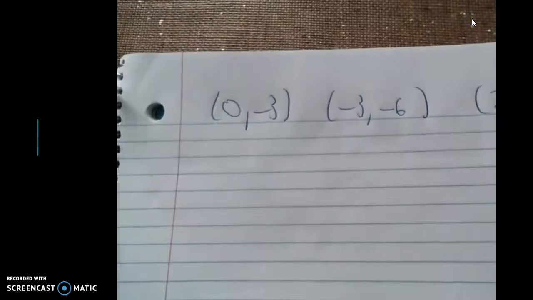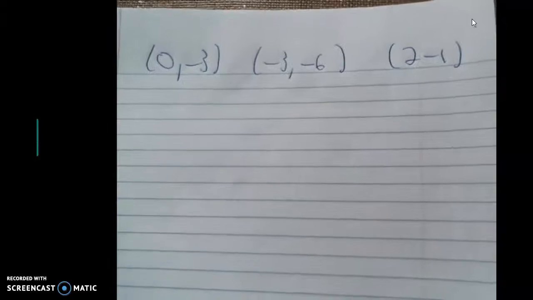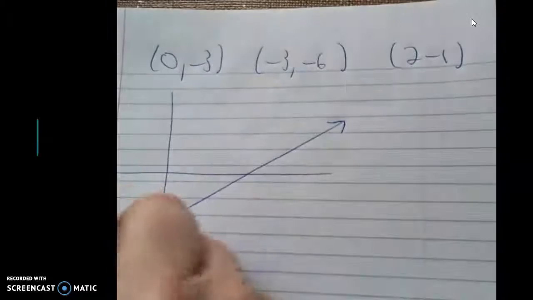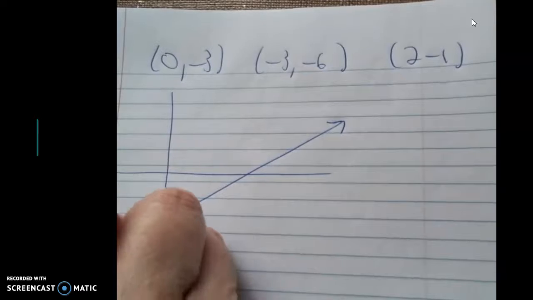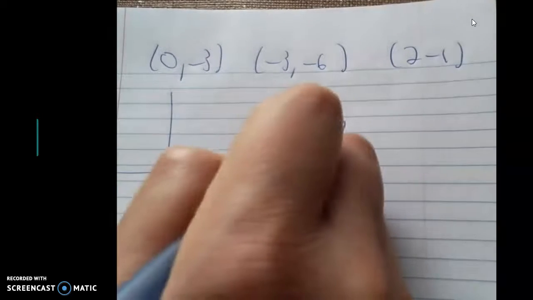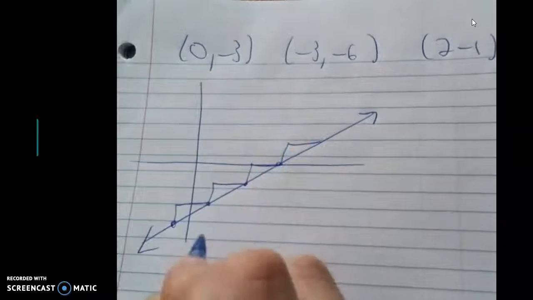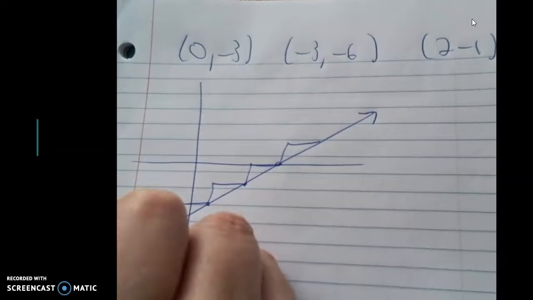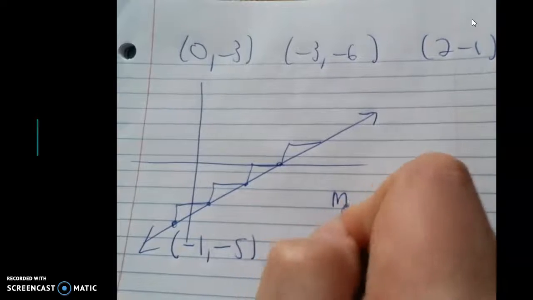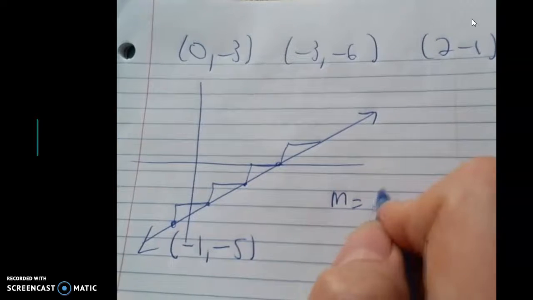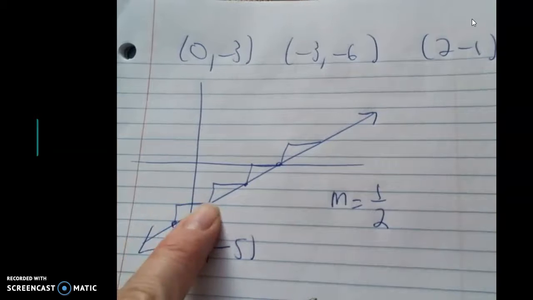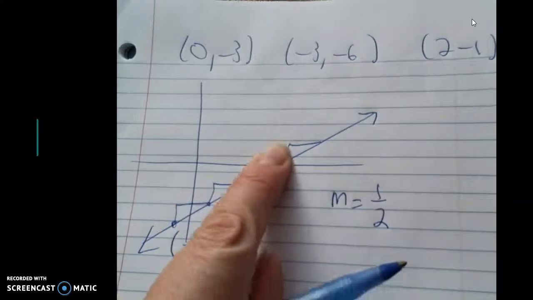All right, so slope. If things are on the same line, if you think here's a line, they all have the same slope. Like you rise 1, run 2, rise 1, run 2, rise 1, run 2. So say I have a point here at -1, -5, and say my slope is rise 1, run 2. So say my slope is a half. I rise 1, run 2, and so forth.